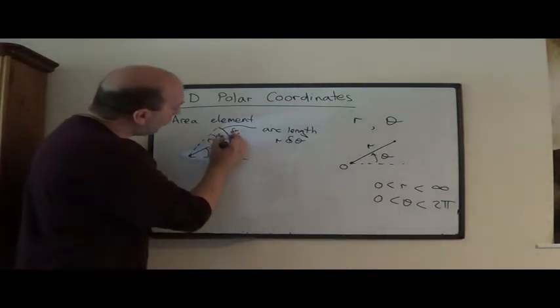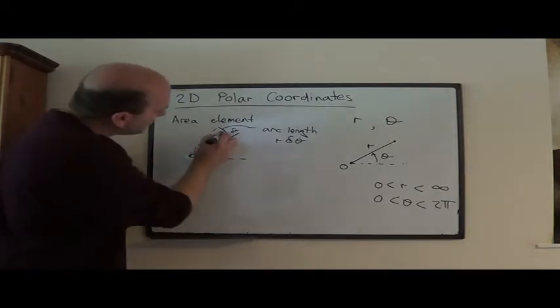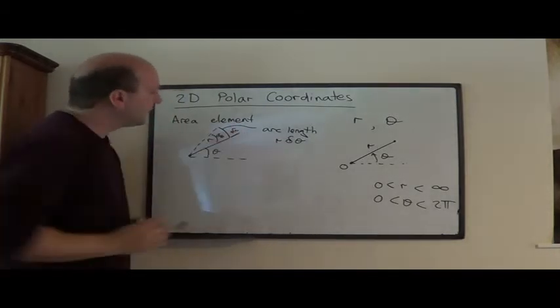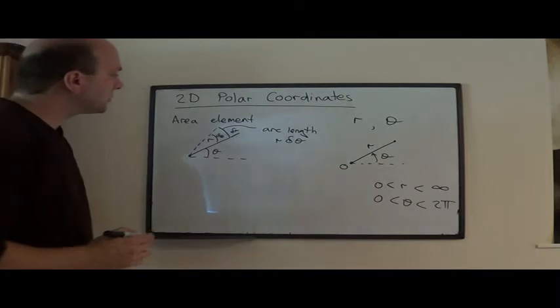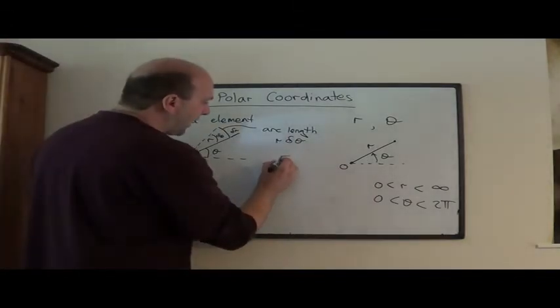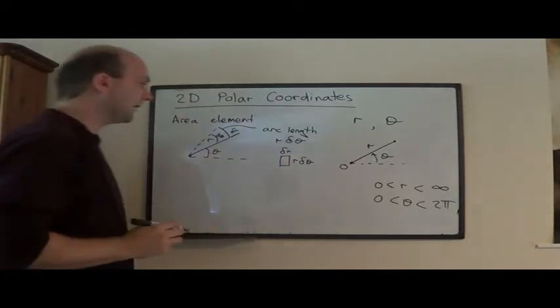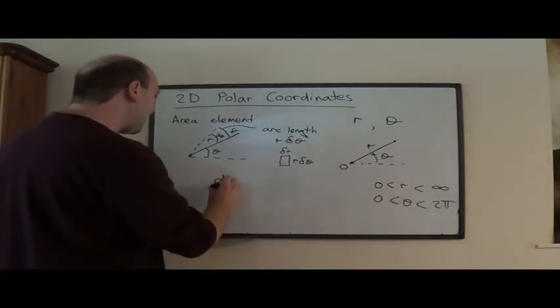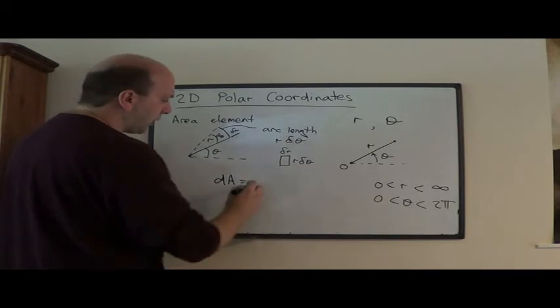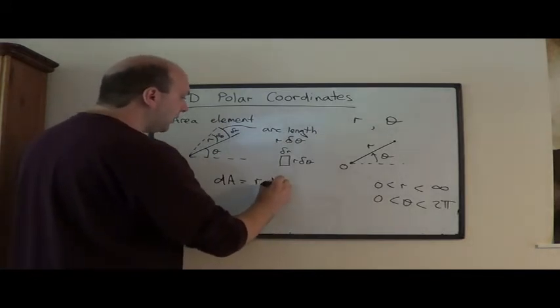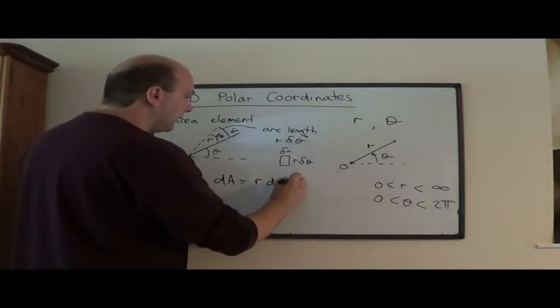Okay, so now we've drawn two sides of something which is sort of like a square. If we make these sides very short, then to first approximation it is a square, and it has sides delta r and r delta theta. So the little area element dA in two-dimensional polar coordinates is given by r dr d theta.